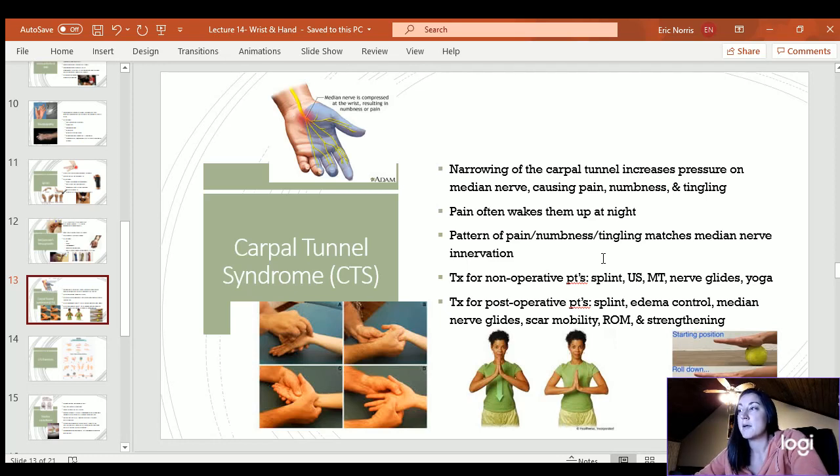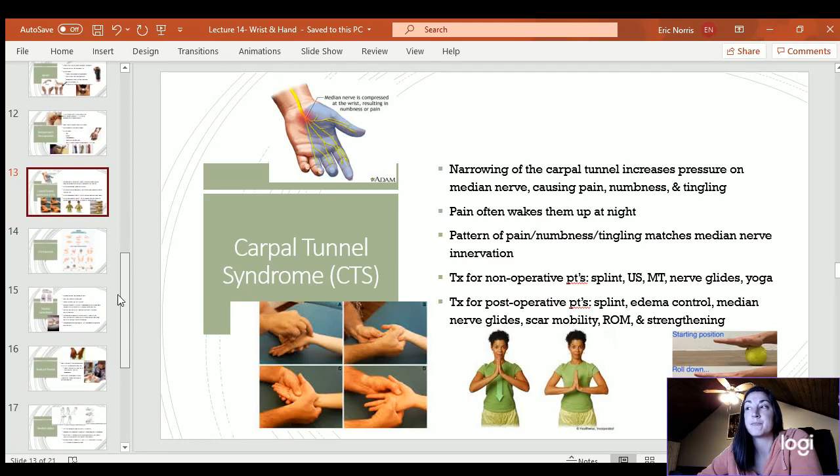This is kind of a self-mobilization, like doing a scar massage to the area that they're able to do on themselves. So putting their hand on a tennis ball and rolling back and forth over that area can help desensitize the scar and mobilize the scar.